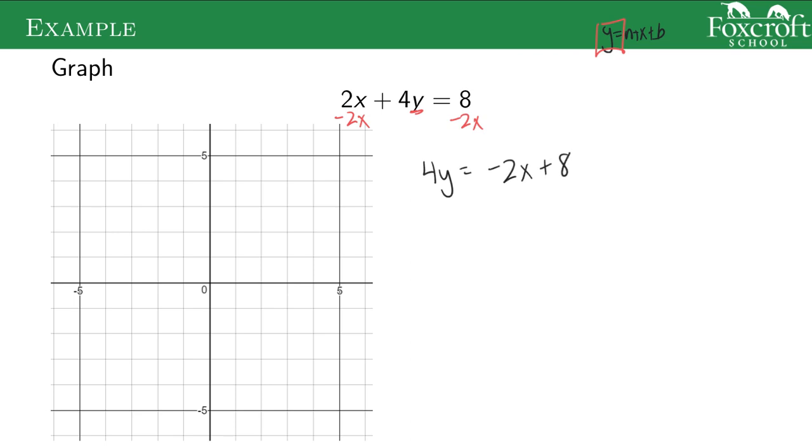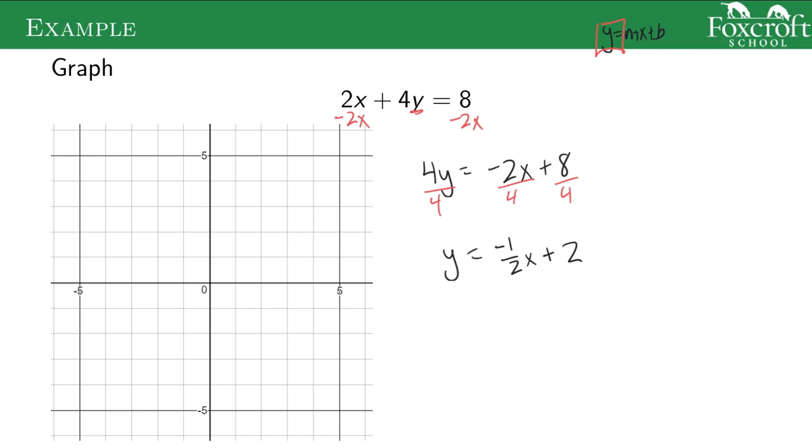All right, I can't combine the negative 2x and the 8 because they're not like terms, so I have to leave it like that. And again, I want the y completely by itself, so I'm going to divide by 4. And as long as I divide everything by 4, the equation's still the same. So that now gives me y all by itself. Negative 2x divided by 4. The 2 and the 4 are both divisible by 2, so I can simplify that to negative 1/2 x. And 8 divided by 4 is 2.